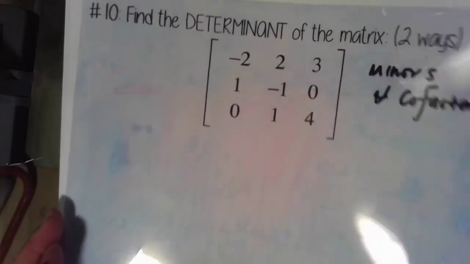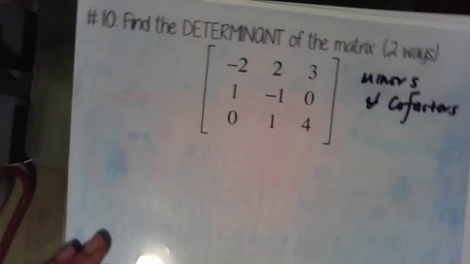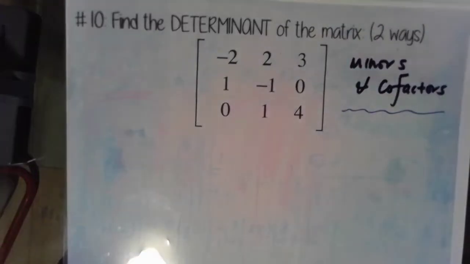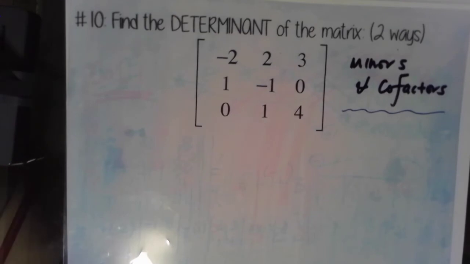Here we go. Let's move on and calculate the determinant of this 3 by 3 matrix. Find the determinant of this matrix in two ways using minors and cofactors, because later we're going to learn how to find this in a different way, okay?